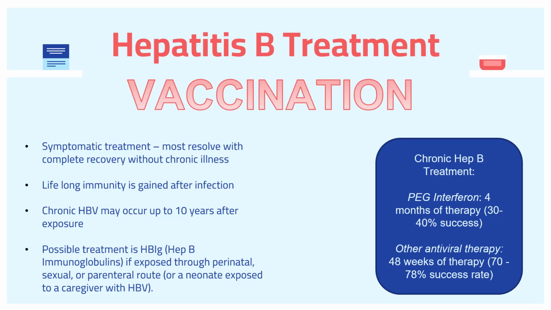Treatment if the patient does end up developing or contracting hepatitis B. We can use hepatitis B immunoglobulins. We can use PEG interferon or other antiretroviral therapy, but take a look at how long those therapies are. And again, the patient now is at risk for long-term complications.